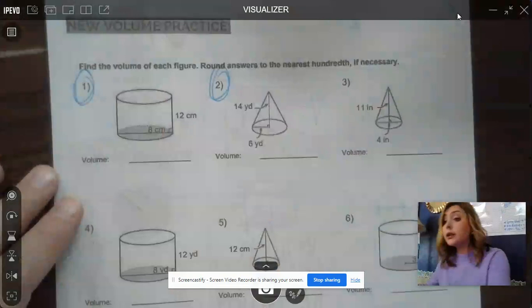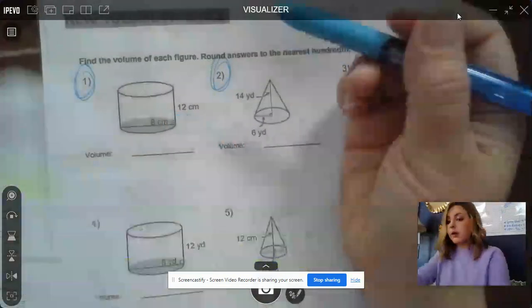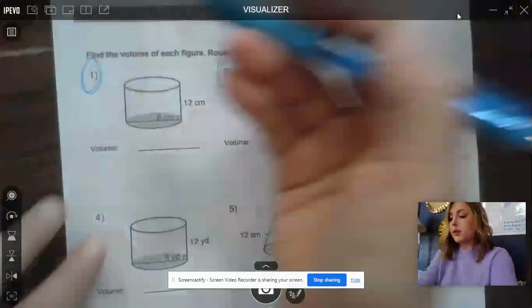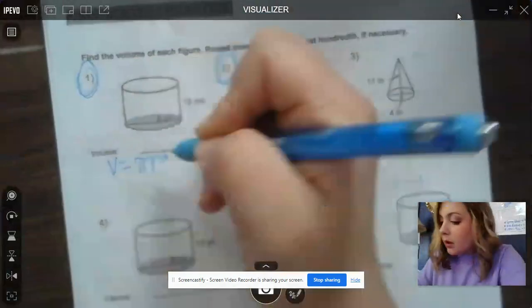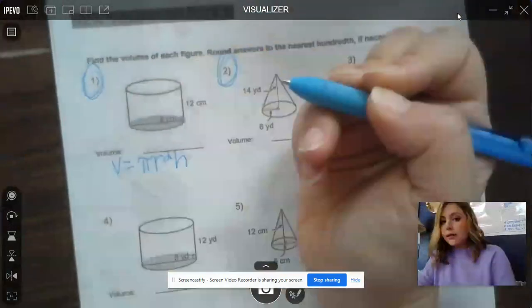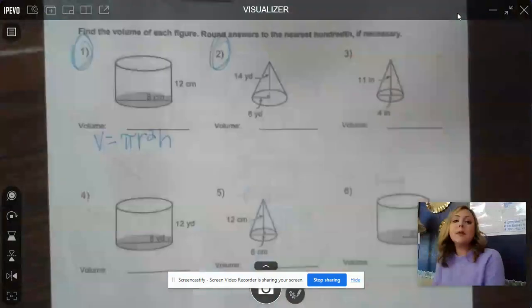I'm going to go to my formula sheet and write my cylinder formula on my paper. That is always our first step of criteria. So volume equals pi radius squared times height. Okay, so our first step is always writing our formula.